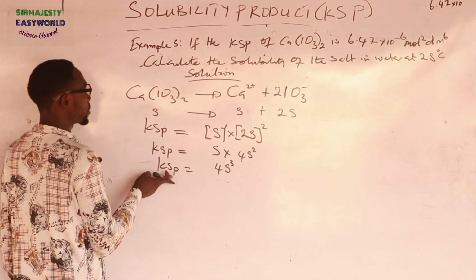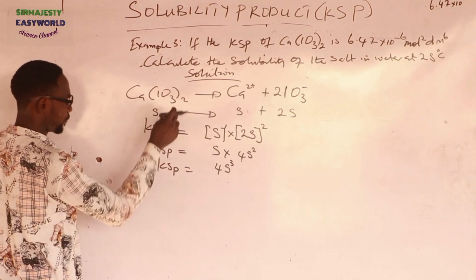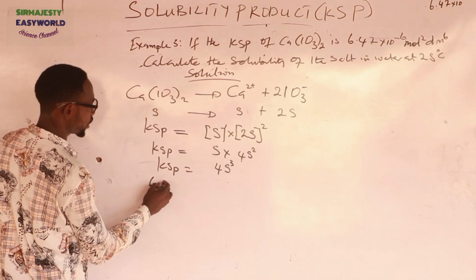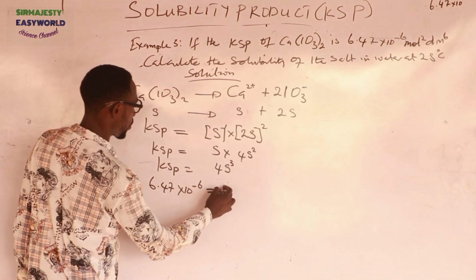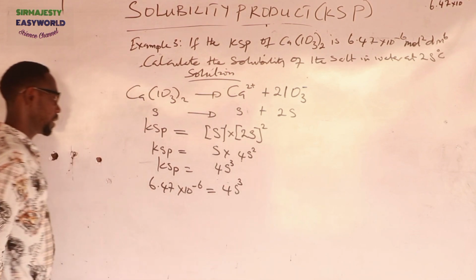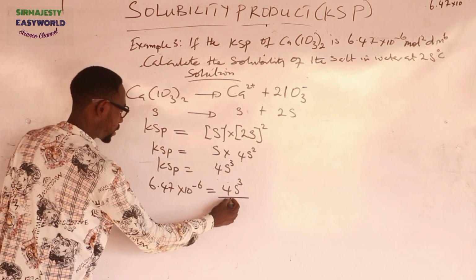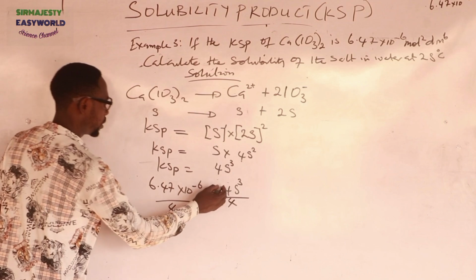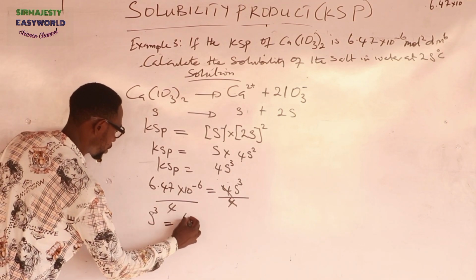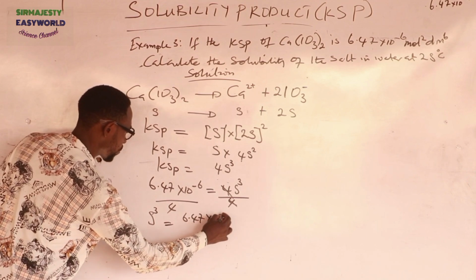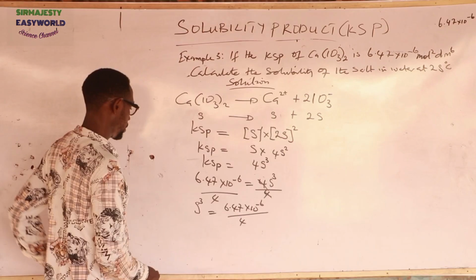Now, they have given us KSP already, which is here. Time to replace the KSP with the value given to us. What will it be? 6.47 times 10 raised to power minus 6 is equal to 4S cubed. And we can find solubility, which is now to divide by the coefficients as usual, cancel, so that our S cubed is equal to 6.47 times 10 raised to power minus 6 divided by 4 from the calculator department.